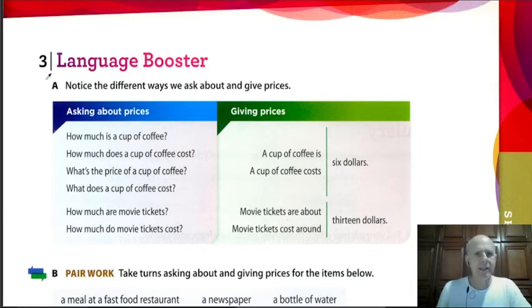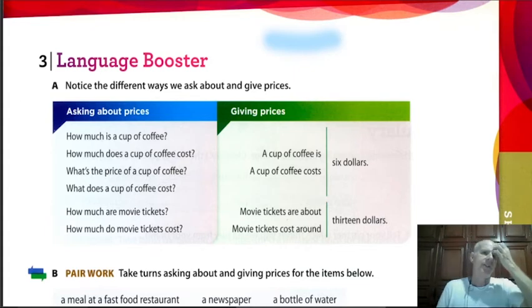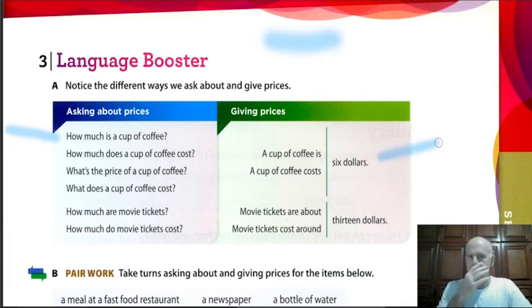Let me just get a color for us here and we can talk more easily about this. Yes, very good. Right. Look, these are some ways. How much is a cup of coffee? Why don't you repeat the sentence? How much is a cup of coffee? A cup of coffee is $6.